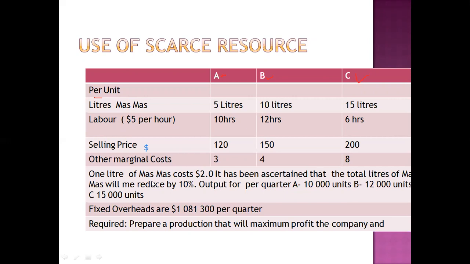Then they are saying 1 liter of material costs $2. And remember, we need 5 liters to produce A. Then it has been ascertained that the total liters of material will be reduced by 10%. So when you see this now, you should know that the scarce resource in this case is the total liters required for our production.